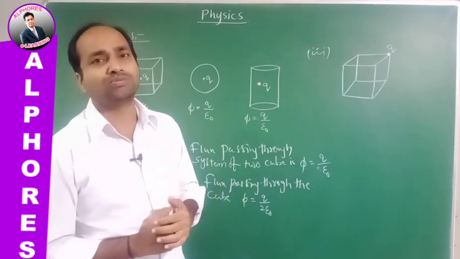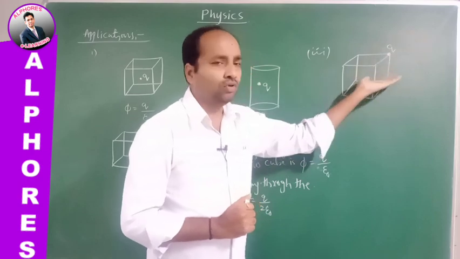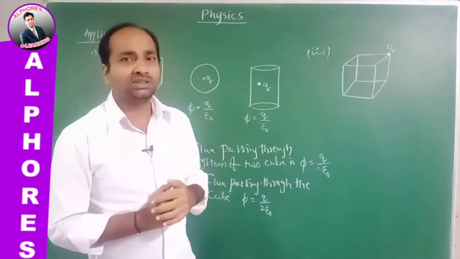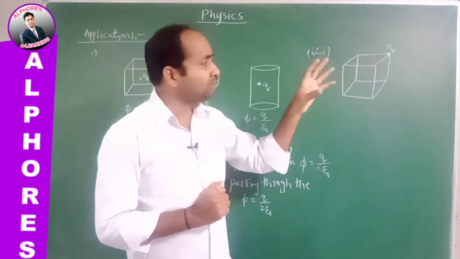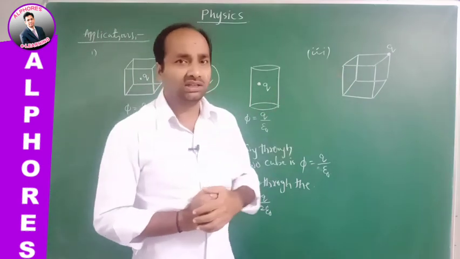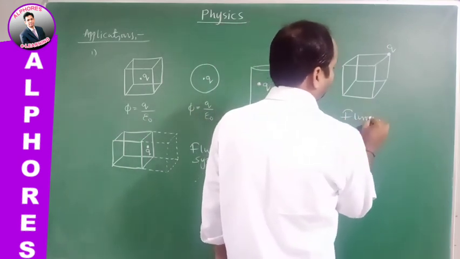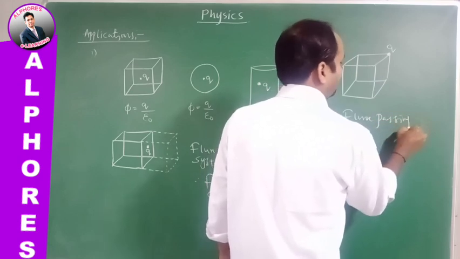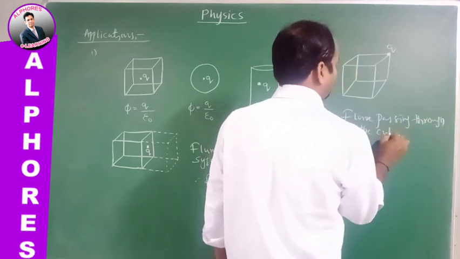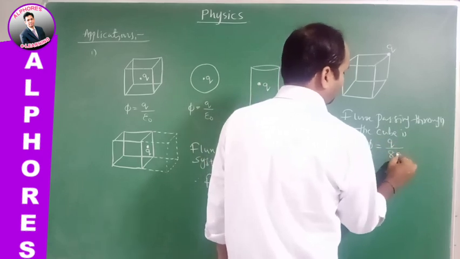8 identical cubes are required. So to enclose this charge, bottom 4 and top 4 identical cubes are required. Then the flux passing through the system of 8 cubes is phi equals q by epsilon naught. But actually here only one cube is there. Then what is the flux passing through this cube? The flux passing through the cube is phi equals q by 8 epsilon naught.